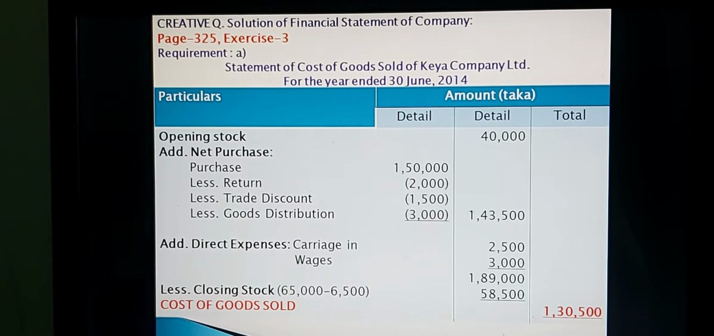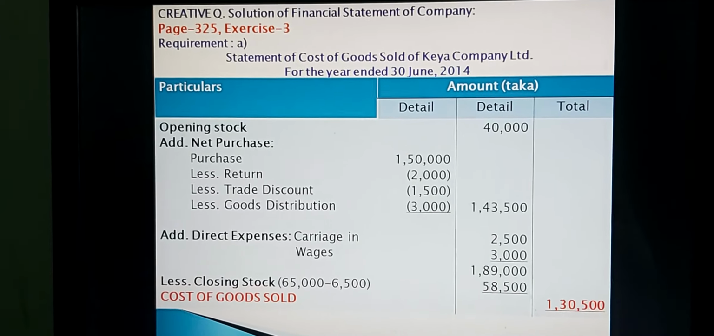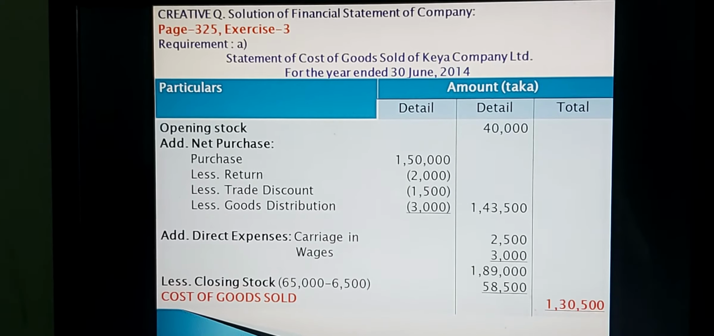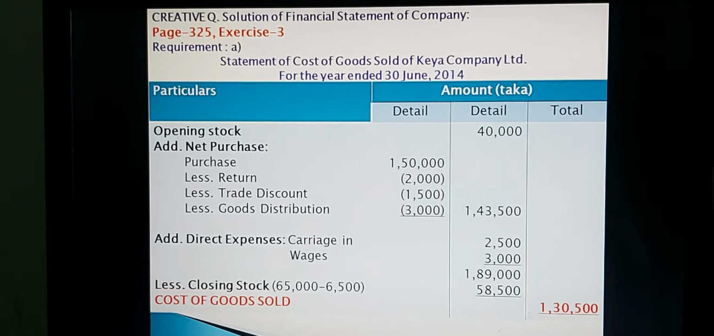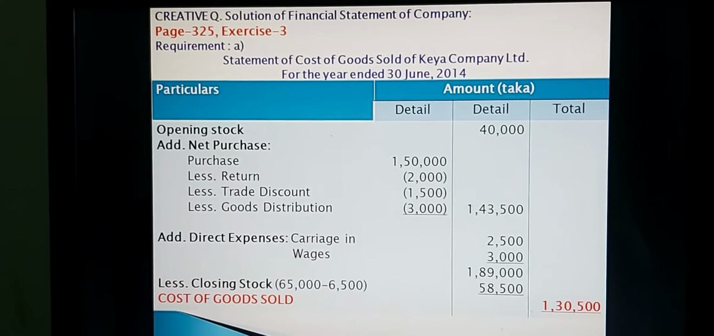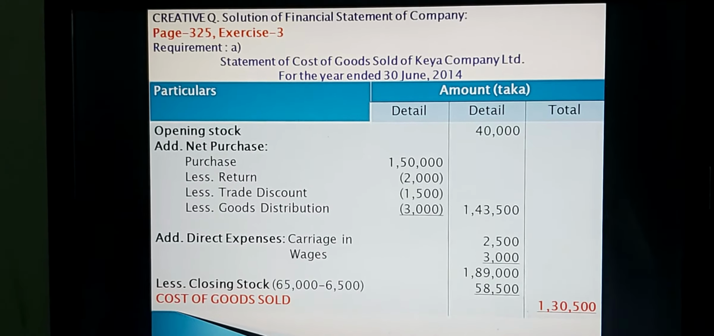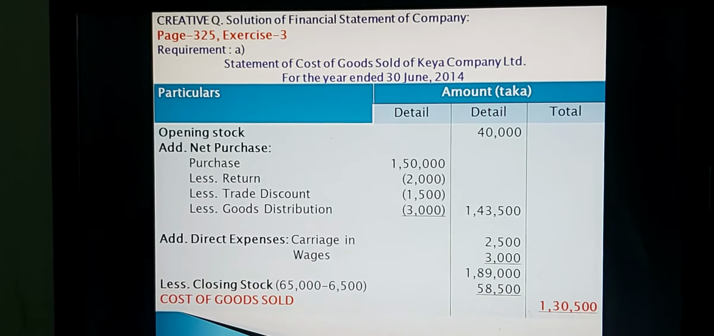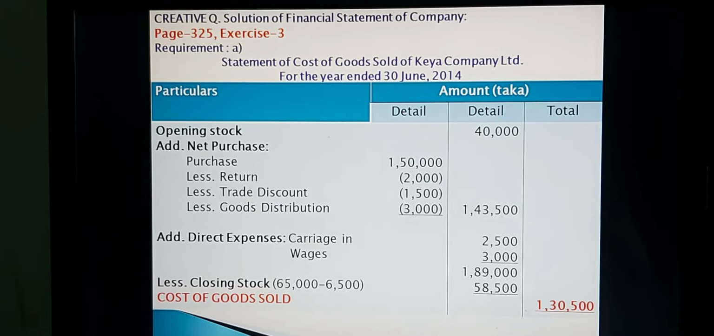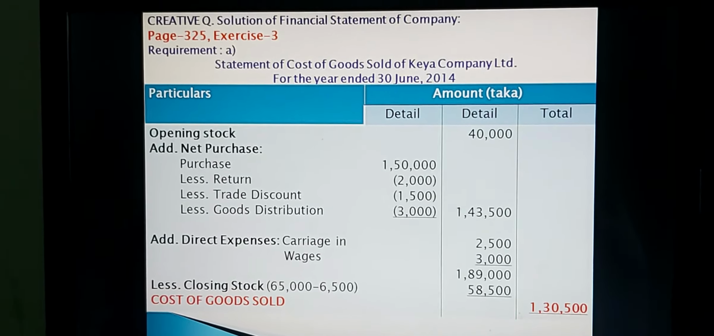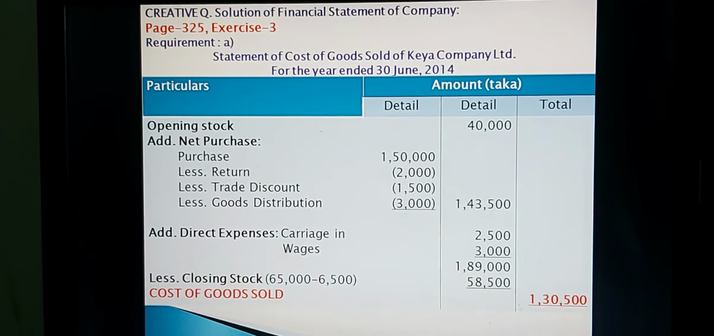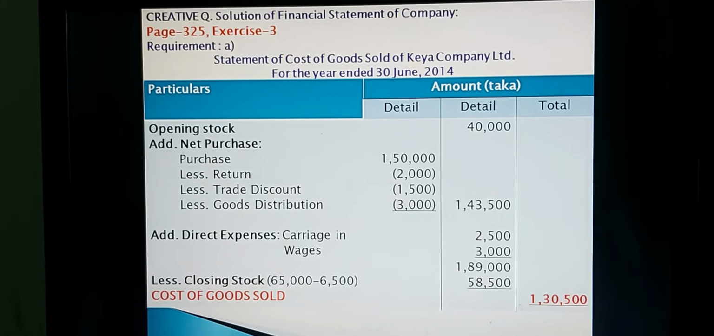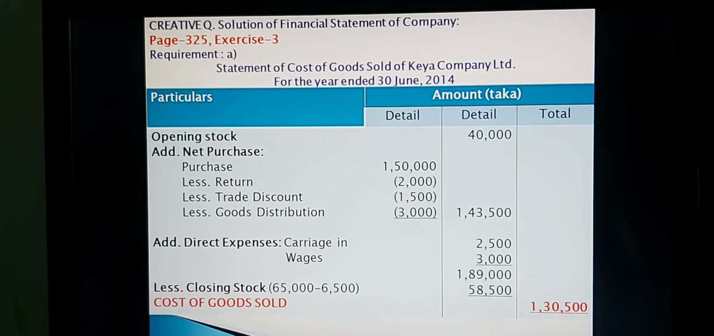the purchase trade discount, that is the credit trade discount amount Taka 1,500, and then you can deduct goods distributed to customers Taka 3,000 free of cost but not recorded in the books. This is adjustment number 3. When goods are distributed, destroyed or taken as drawings, purchase is always decreased. So you have to deduct it from the net purchase amount. Now, net purchase amount is Taka 1,43,500, you can write in the middle column.